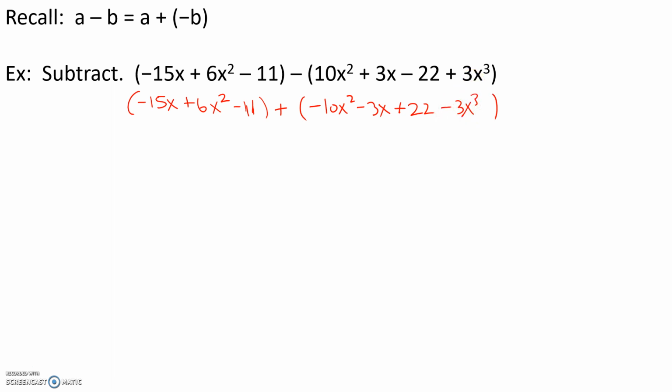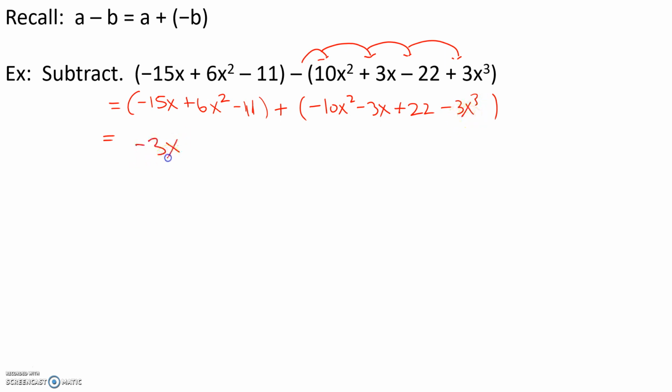So once again, this negative distributes to each term in the second polynomial. Therefore, we will add the opposite of each term: negative 10x squared, negative 3x, positive 22, negative 3x cubed. To write this in standard form, let's start with the highest exponent. The highest exponent is this term, negative 3x cubed.